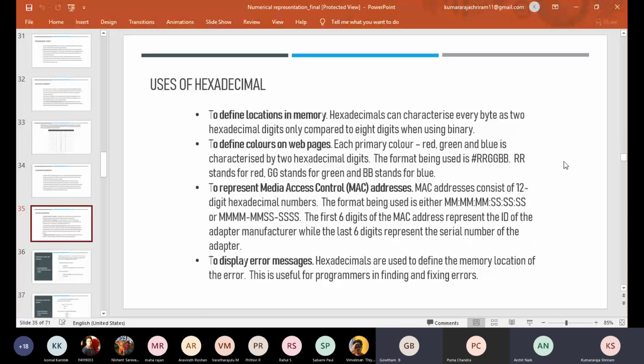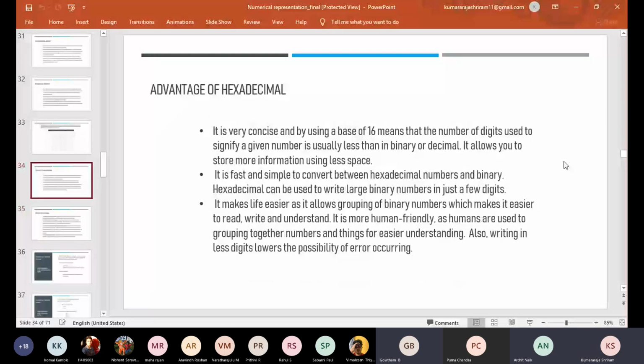Okay, now we will switch on to the advantages of the hexadecimal system. First, it is very concise, and the hexadecimal equivalent of binary is 4 times shorter. This allows us to store more with less space. Next, it's really fast and simple for conversion between hexa and binary. And hexa is more human friendly, as humans are really good at recognizing symbols. So this makes it really easier to understand.